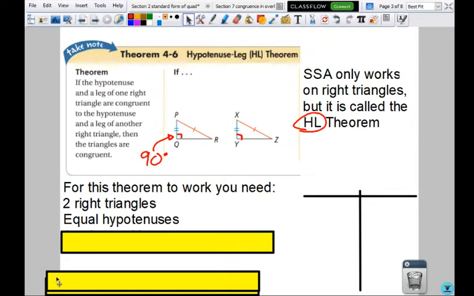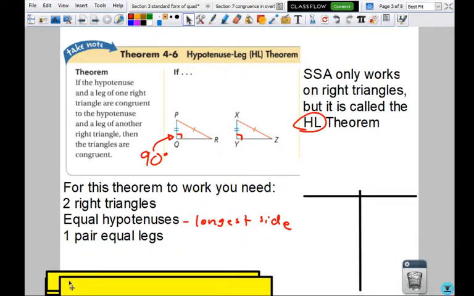And then I need to show that I have equal hypotenuses. Have we talked about what a hypotenuse is? Not really. A hypotenuse is the longest side. We need to show the longest side is equal. And then the third thing we need is to show that one pair of legs are equal. A leg is just not the longest side. Hypotenuse is the longest, legs are just not the longest.